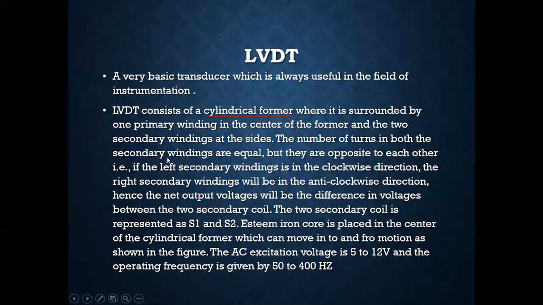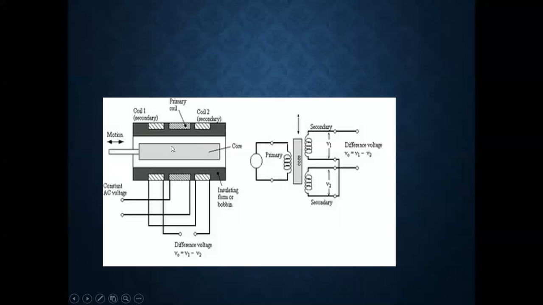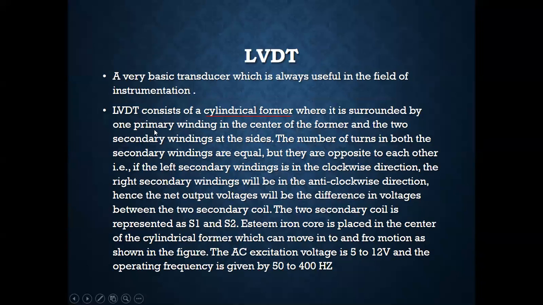So LVDT consists of a cylindrical former, which I explained, surrounded by one primary winding in the center of the former and two secondary windings at the sides. The number of turns in both secondary windings is equal, but they are connected in series opposition.